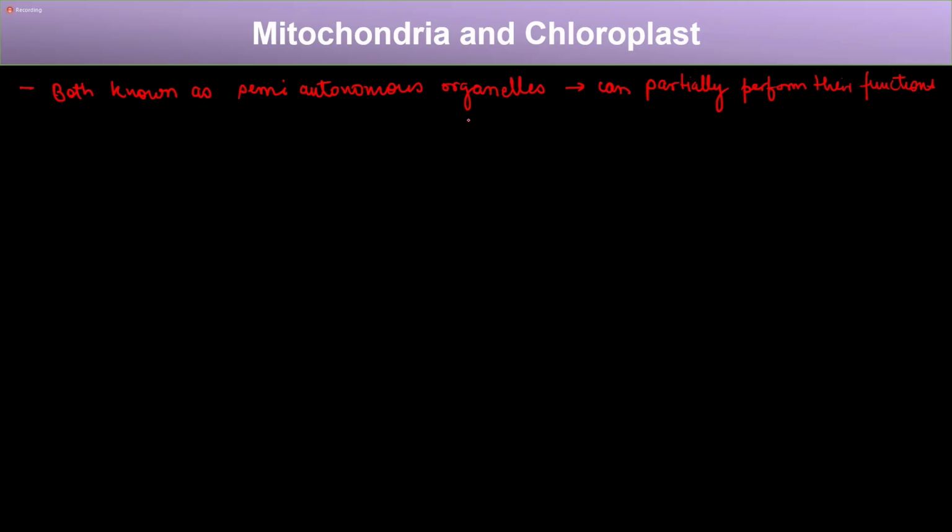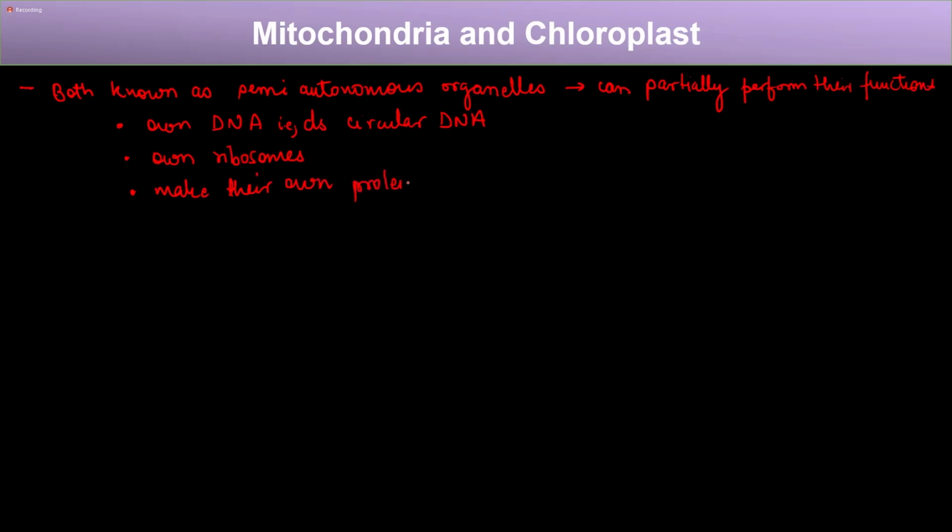Now, if someone asks how can you say both are semi-autonomous organelles, you can write because they both have their own DNA, right? So they have their own DNA that is double-stranded circular. Apart from this, they have their own ribosomes, right? And because they have ribosomes, they can make their own proteins. And because of this, they are known as semi-autonomous organelles.